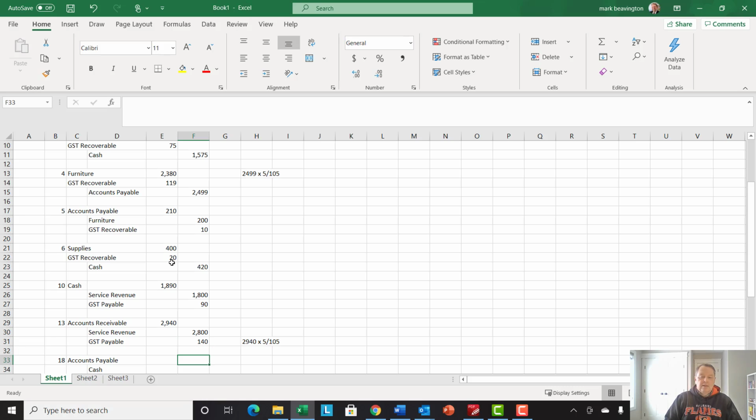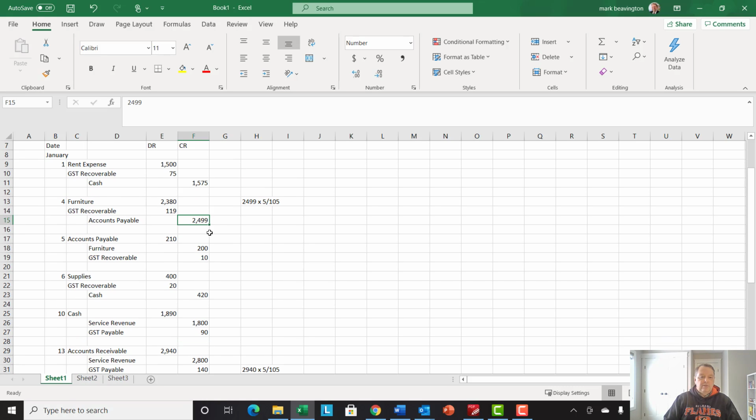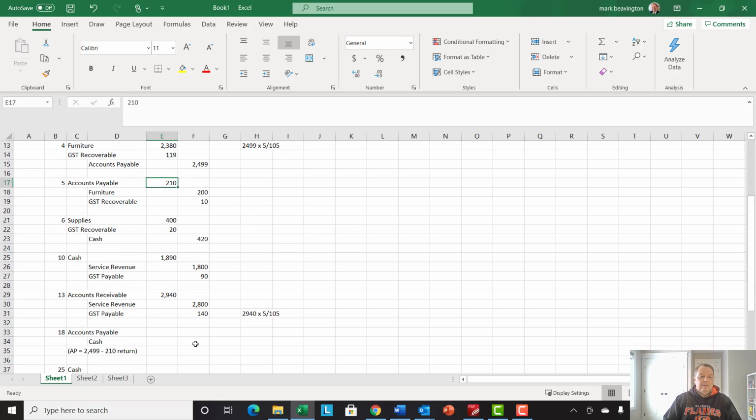All right, on the 18th, January the 18th, we paid Leon's for the furniture purchase, net of returned items. So we know that we had $24.99 that we initially owed them. We took back $210. So the difference should be $22.89. And so we paid them the $22.89 and we got rid of the payable then. So there you go.